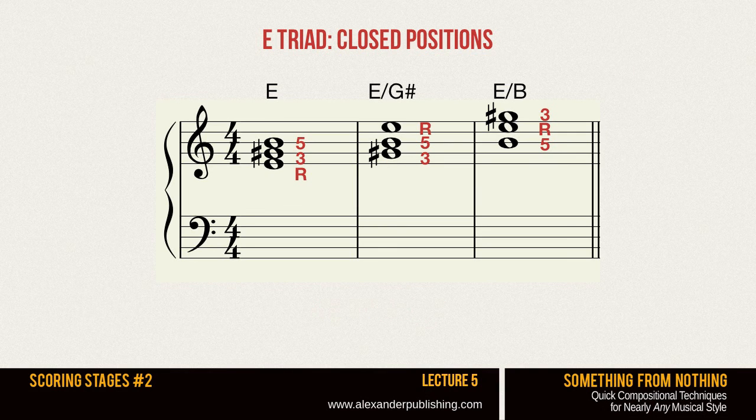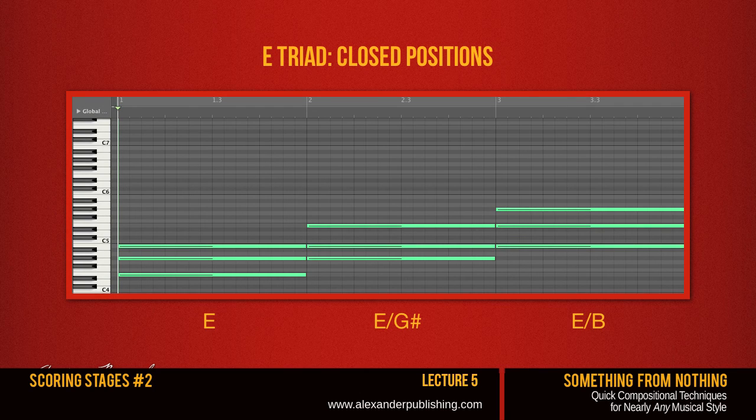The third triad is E over B. It's called the second inversion. It means the fifth of the chord is the bottom pitch. Please note, in scoring stages, we are not looking at figured bass. Here's what this looks like in piano roll edit.